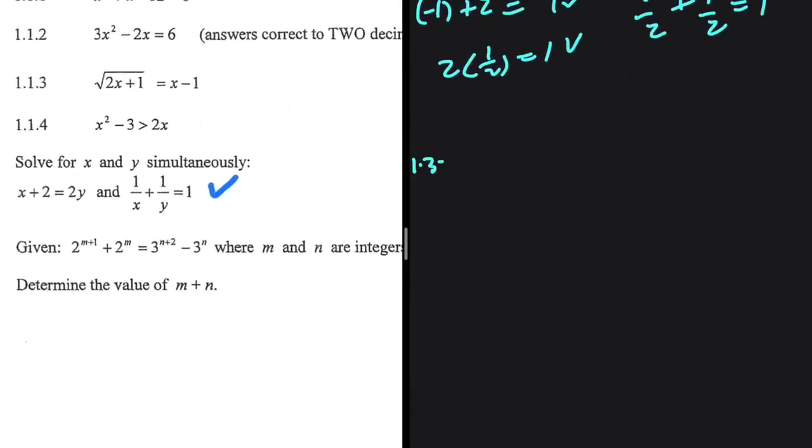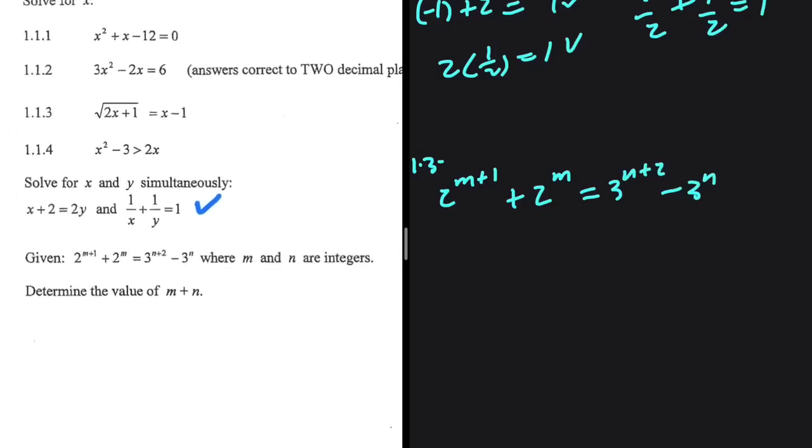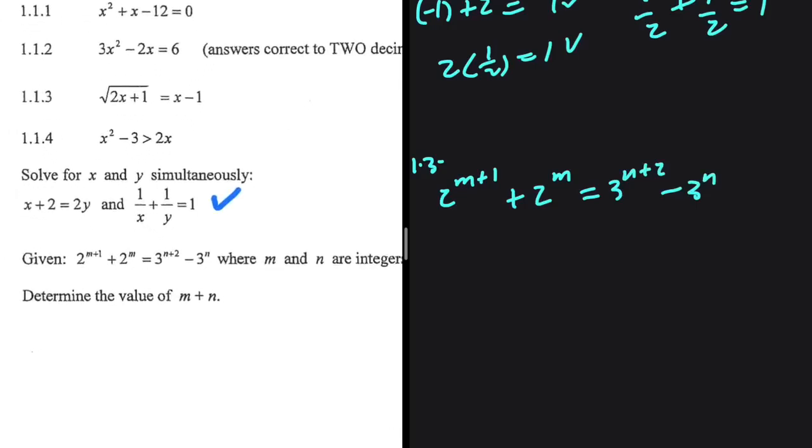1.3. Given 2 to the power m plus 1 plus 2 to the power m being equal to 3 to the power n plus 2 minus 3 to the power n, where m and n are integers, determine the value of m plus n. I think I've solved a similar question before. Let's go ahead and give it a try.